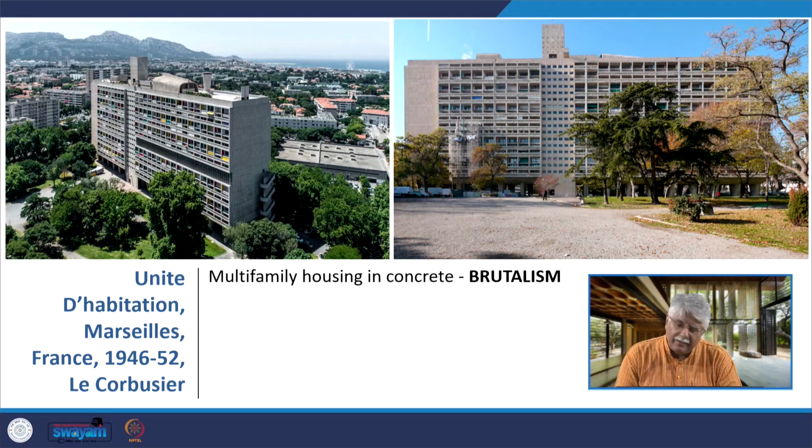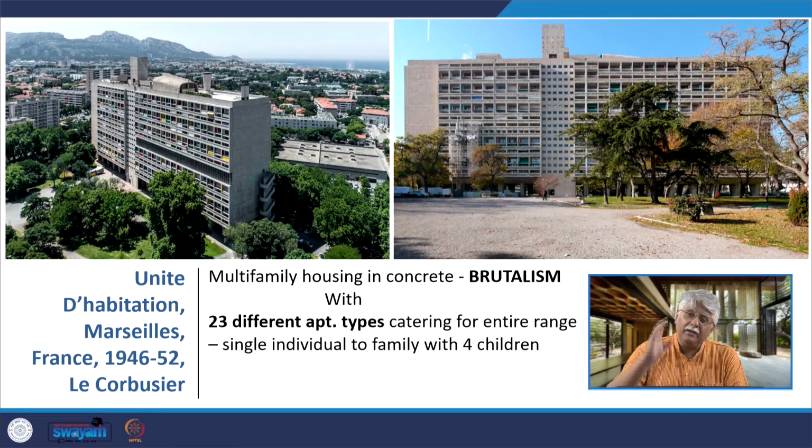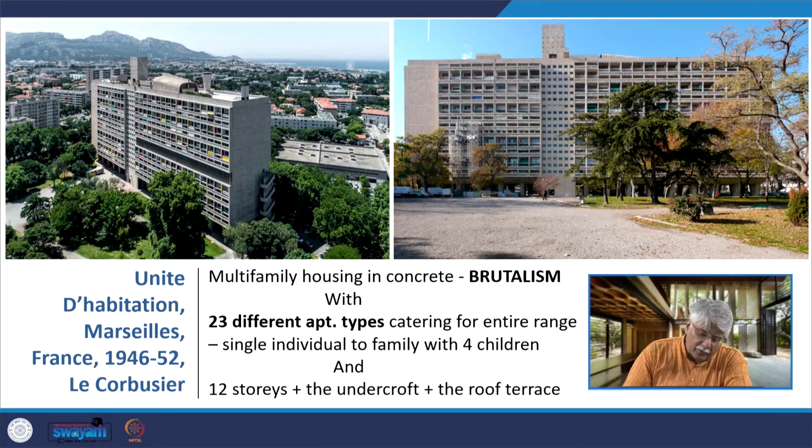Coming back to Unité d'Habitation, it was not just about Béton Brut, not just about raw concrete. It was also about multi-family housing in concrete, in brutalism, with 23 different types of apartments catering to an entire range from a single individual to a family with 4 children, and there were 12 stories. There was an undercroft, the whole building was raised on huge Pilotis in RCC, and there was a roof garden or a roof terrace.